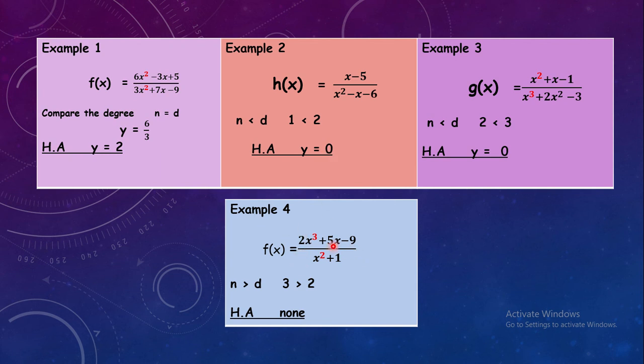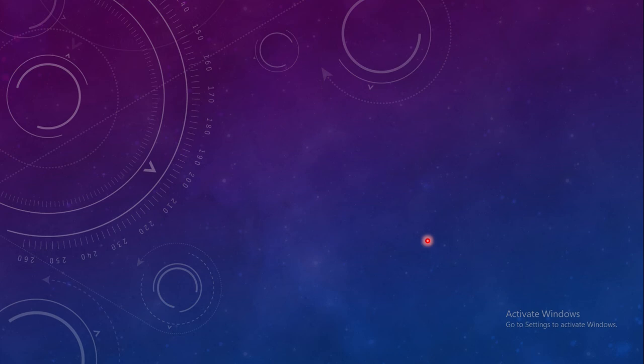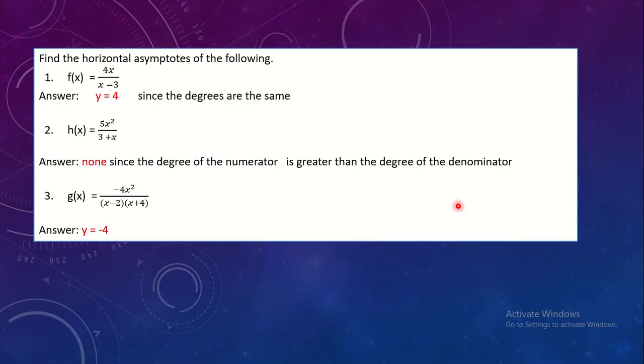Sa number 4, baliktad naman. Mas taas yung nasa exponent na 3 compared dun sa baba. So, this time, 3 is greater than 2, di ba? So, ang sagot dito, guys, is none. Wala kang horizontal asymptotes. So, ulitin ko. Sa horizontal asymptotes, pag parehas ang degree, just get the leading coefficient. Kapag naman, mababa ang numerator, y is equal to 0. Kapag naman, mas mataas ang numerator, your HA is none. Wala.